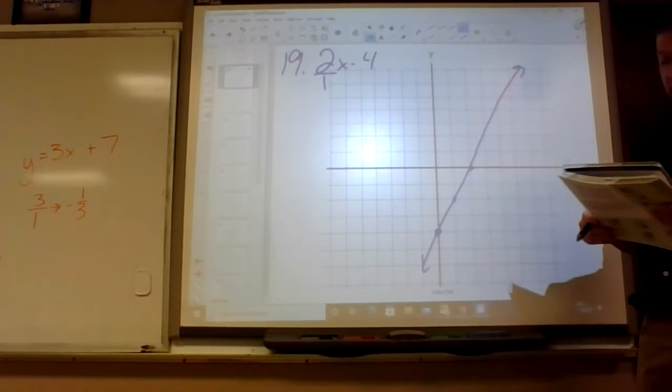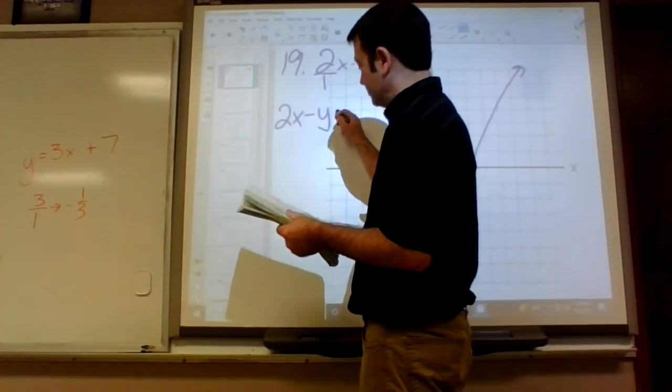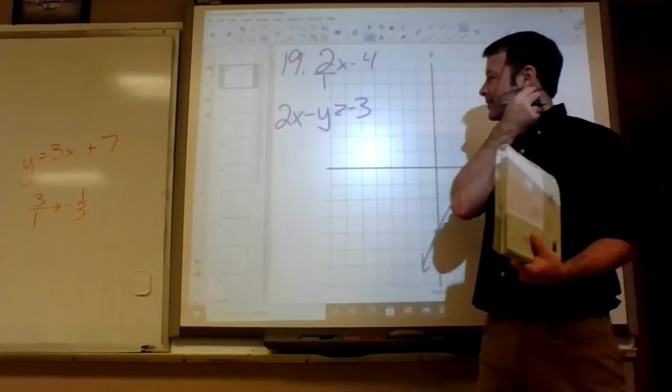Okay, on the other line, 2x minus y. What's the problem with the other line? It's in standard form, and that's not slope-intercept form. So how do we fix it?